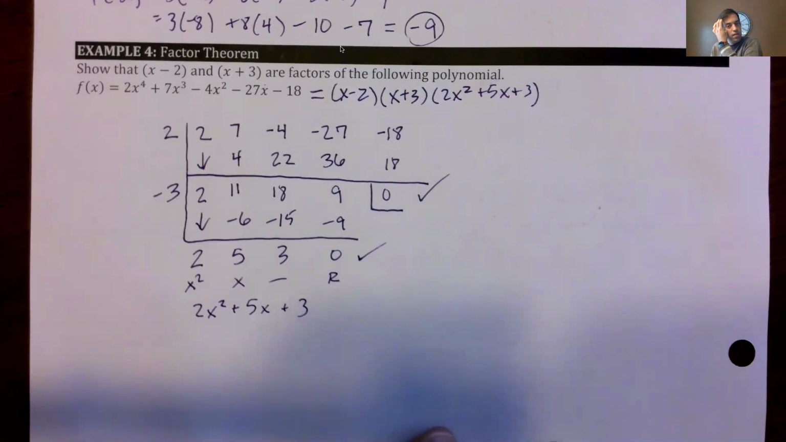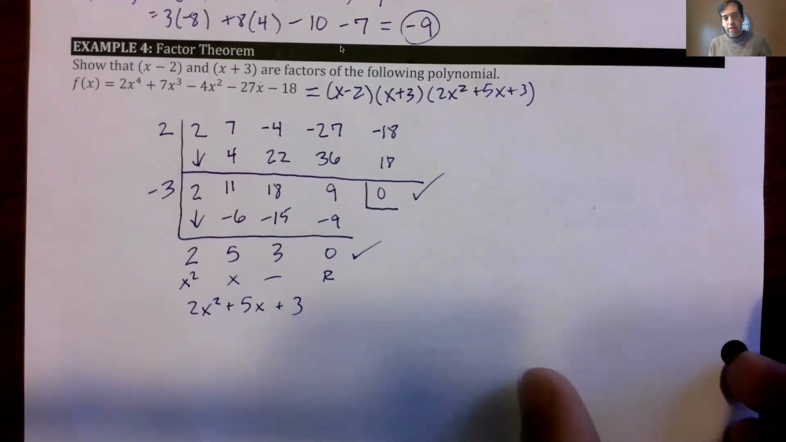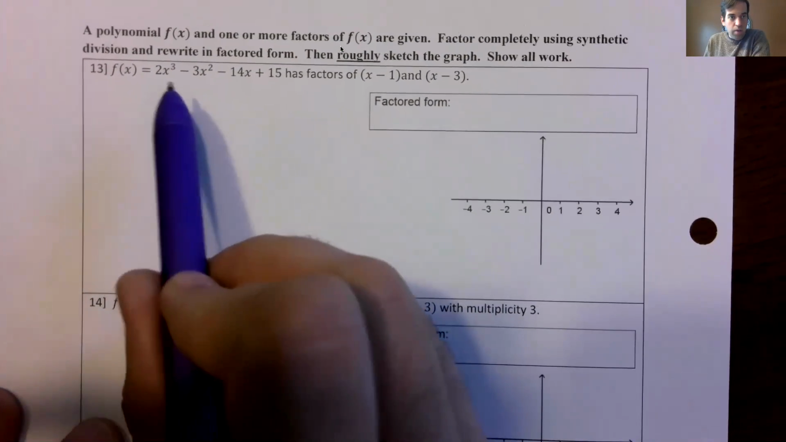Okay? Now that's going to come into play when you get to the worksheet. So that was the end of the notes. I'm going to briefly show you the back of the worksheet so we can see how that goes into play. If you look at 13 and 14 on the worksheet, it gives you a polynomial.